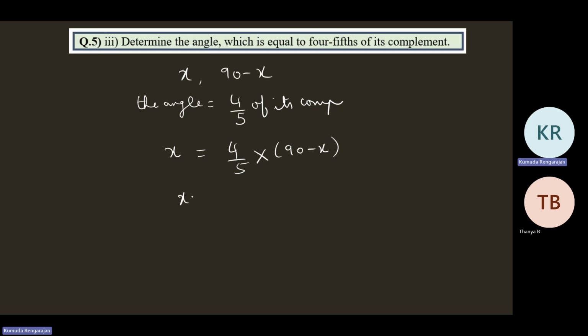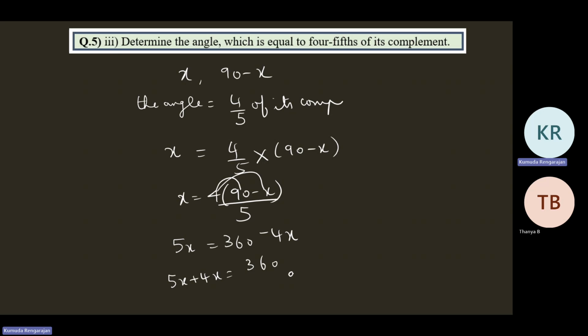So now this is nothing but x is equal to 4 into, or you can take 4/5 to the other side as 5/4. Anyways, or you can write 4 into 90 minus x by 5. So on cross multiplying, you get 5x is equal to 4 into 90 is 360 and 4 into minus x is minus 4x. So 5x plus 4x is equal to 360. 9x is equal to 360. X is equal to 360 by 9, 40 degrees.